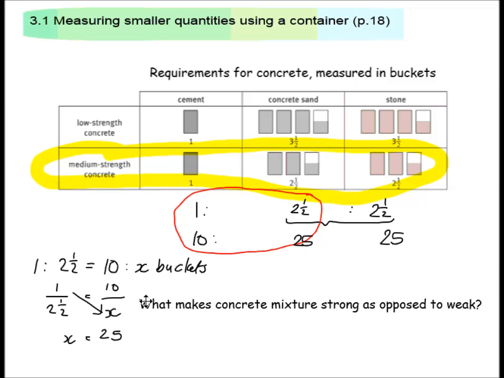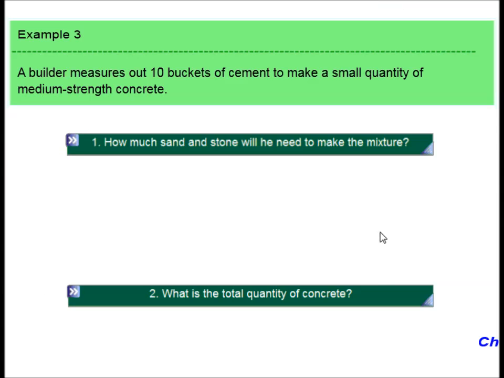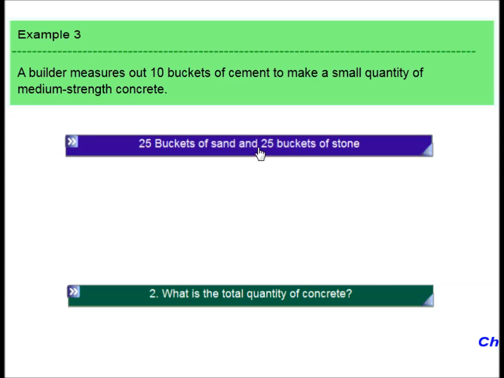What makes a concrete mixture strong as opposed to weak? Well, the more cement you have, the stronger your mixture. Let's look at example 3. Okay, that's the one we've just done, where he measures out 10 buckets of cement to make a small quantity of medium strength concrete. He needed 25 buckets of sand and 25 buckets of stone.